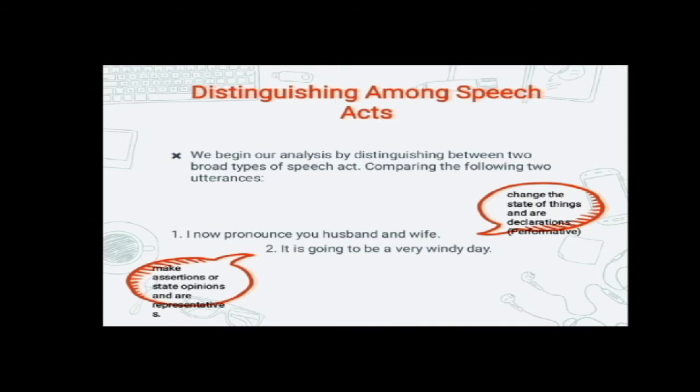Distinguishing among speech acts. We begin our analysis by distinguishing between two broad types of speech act, comparing the following two utterances. "I now pronounce you husband and wife." This changes the state of things, in our declarations. Second is, "It is going to be a very windy day." This makes assertions or states opinions, in our representatives.